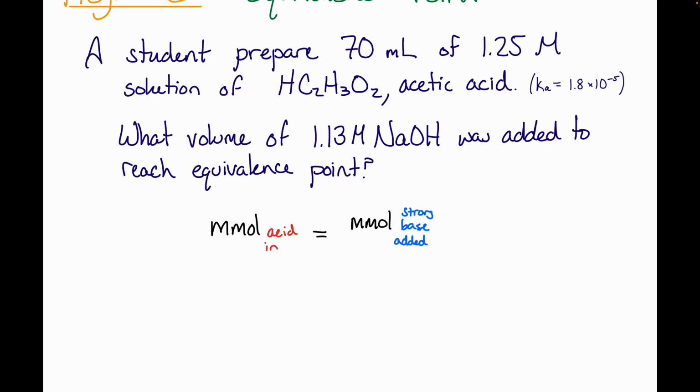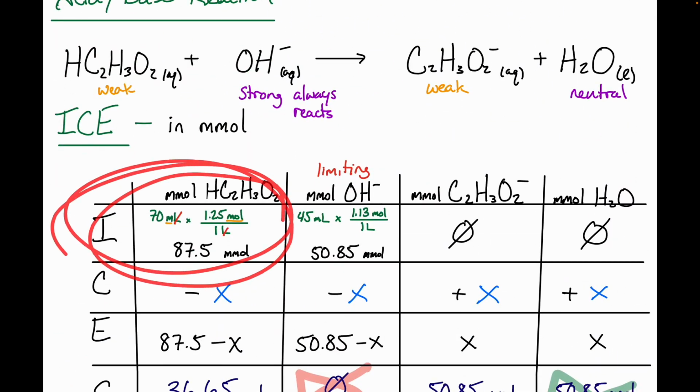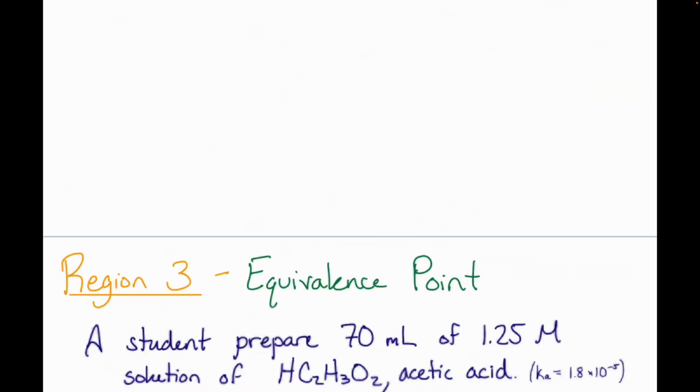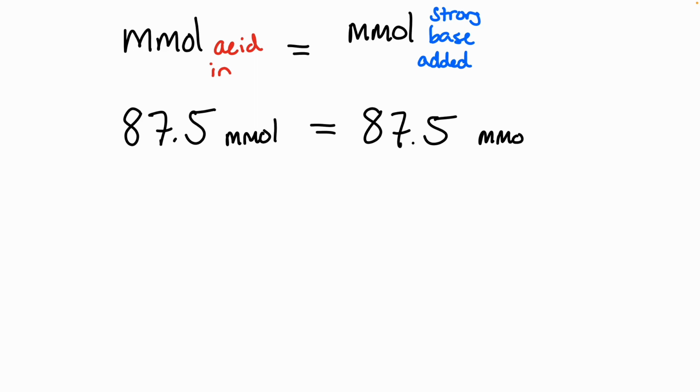So how many millimoles of acid did we have initially, rather? According to our ice table, we had that 87.5 millimoles of our weak acid initially. Which means how many millimoles of strong base have been added? 87.5 millimoles of NaOH.